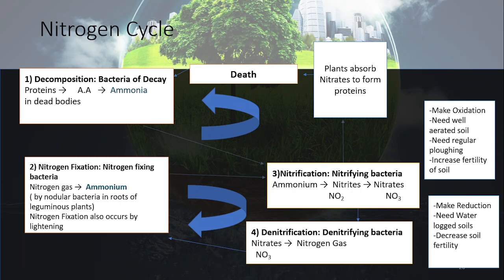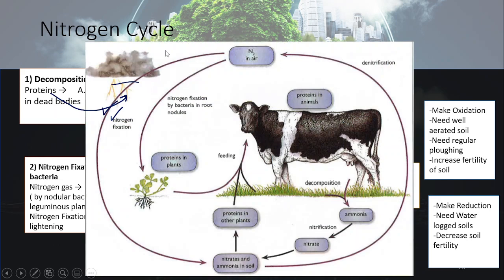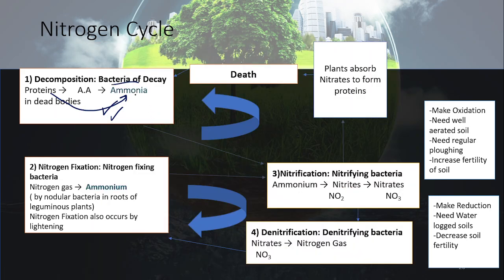So again, one more time, as we said, we are going to start from here. The dead bodies under the soil are broken down by the bacteria of decay. The proteins in the dead bodies are converted into ammonium or ammonia. This ammonia is used by the nitrifying bacteria and converted to nitrates.